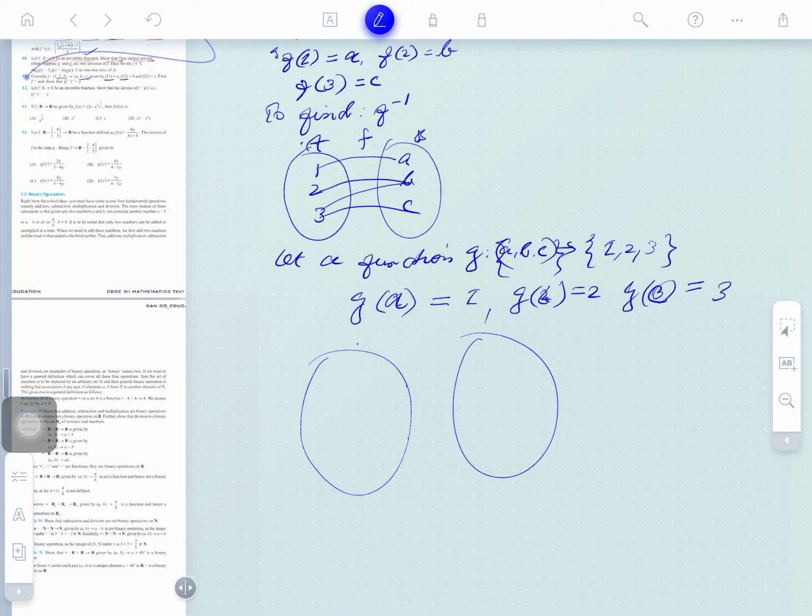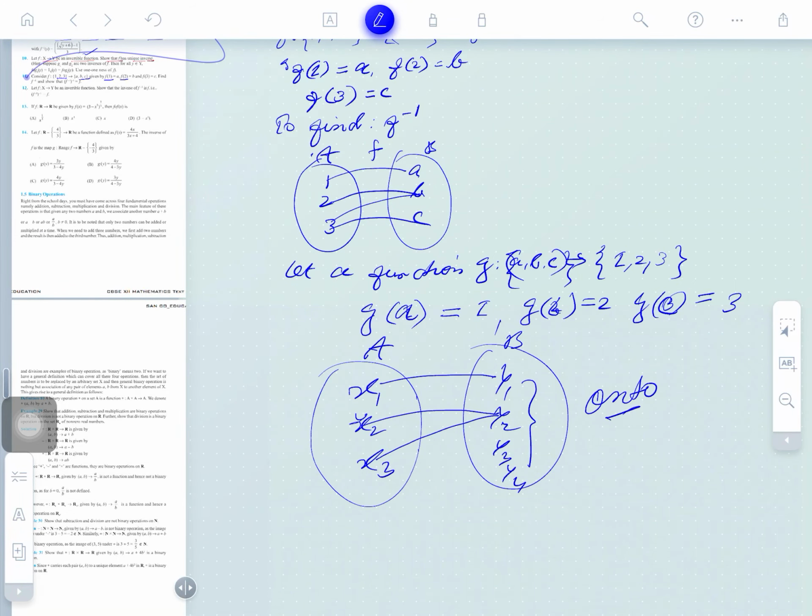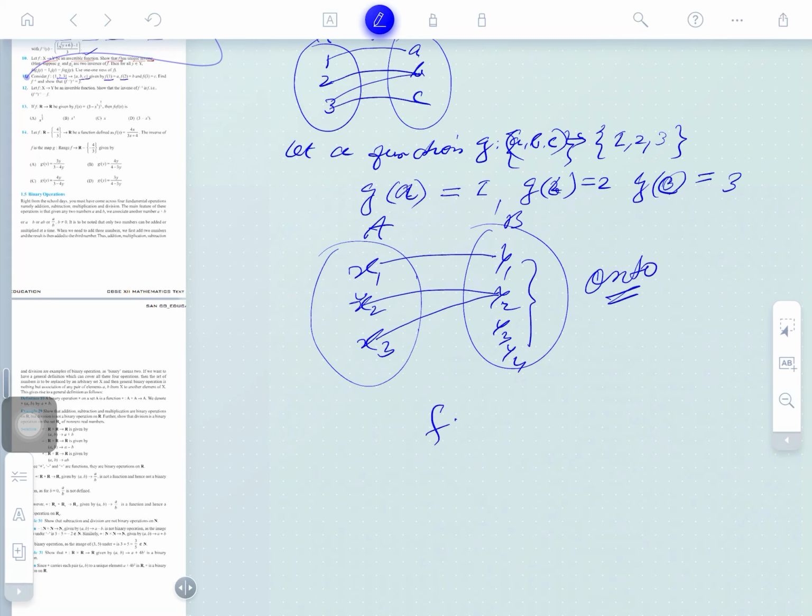Understand this: this is a set A and this is a set B. It has x1, x2 and x3, and y1, y2, y3 and y4. If x1 is associated with y1, and the others are associated likewise, it is called a mapping. It is one-one, but it is not many-one. Sorry, but it is not onto. The function is one-one and onto.